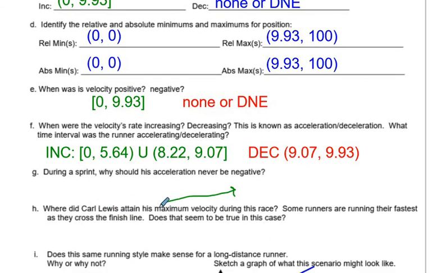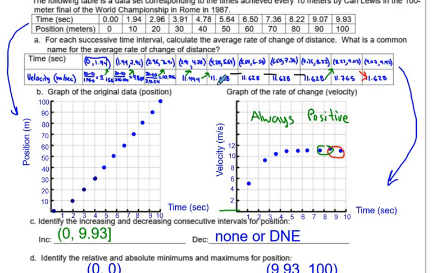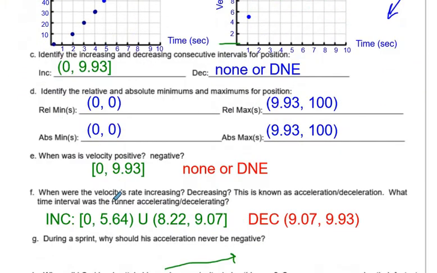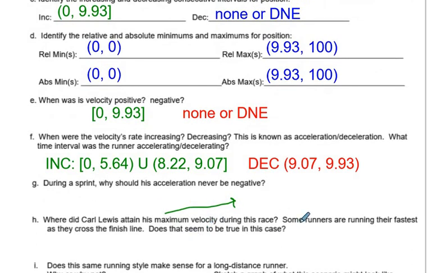Okay, where did Carl Lewis attain his maximum velocity? I can look at that in the velocity. It looks like his maximum velocity occurred right here. So you could say between 8.22 and 9.07. So where did he attain his maximum velocity? Between 8.22 and 9.07.